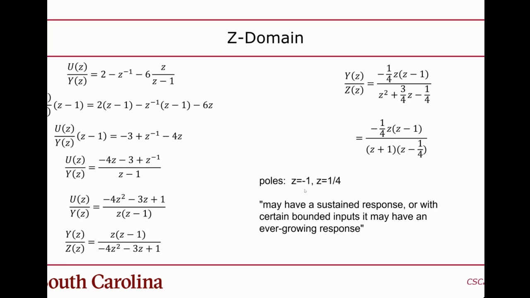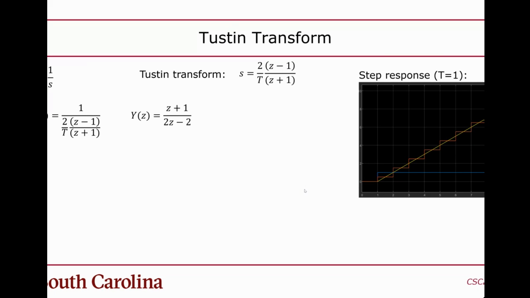Okay, well now I have an issue because I've got a pole at minus 1. That's on the unit circle. And according to the description, this is the kind of wishy-washy version where it says, may have a sustained response. So this may or may not be stable. So that's not so good. Let's find out if it is. So how do we find out?